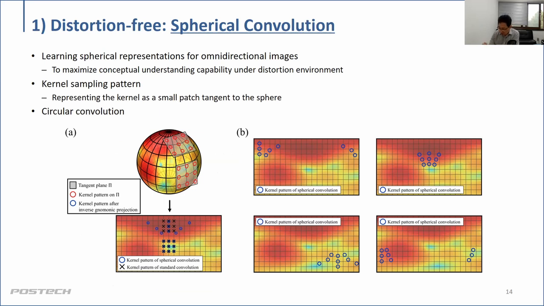So the idea is this: think about the conventional convolutional neural network. It is based on images, and an image is grid-type data. When you design a CNN, you design the kernels and shift them. But if you use the same kernel shape for the entire map, then a conventional CNN doesn't take the distortion behavior into account.